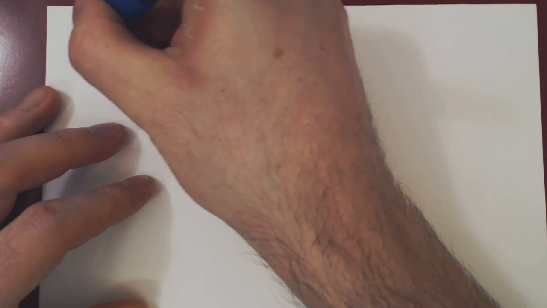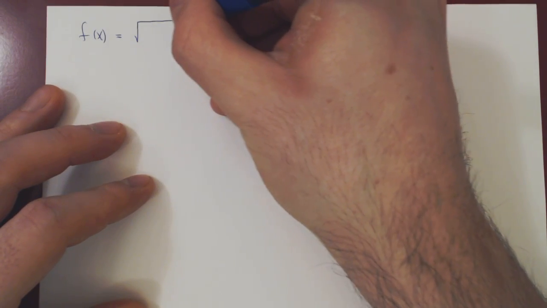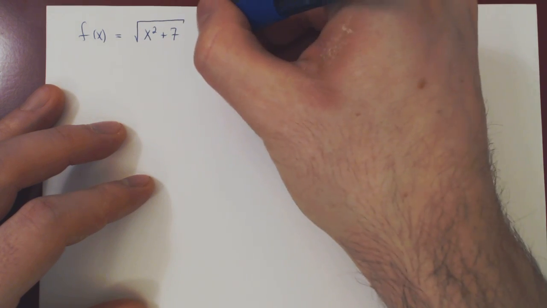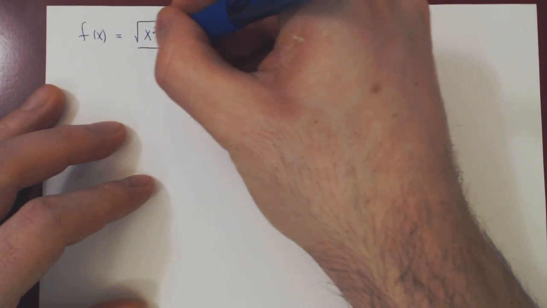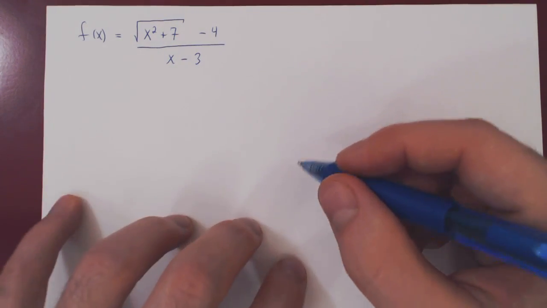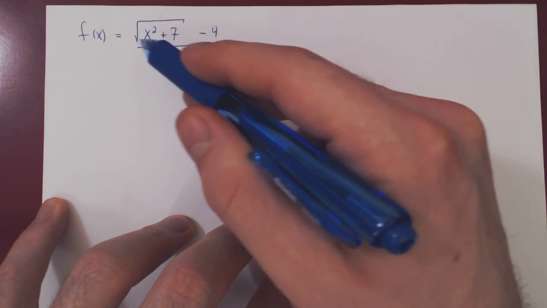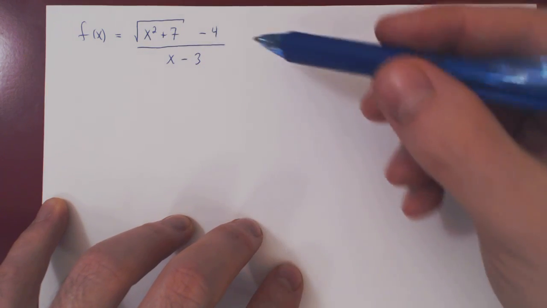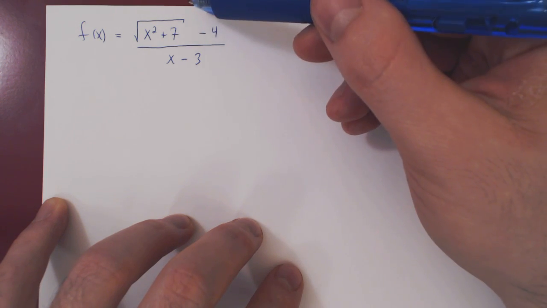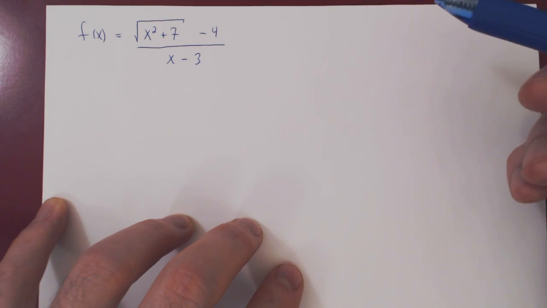Here's the function: f of x equals the root of x squared plus 7, minus 4, over x minus 3. Now this is a power function over a polynomial. This is one of our familiar functions, and so it is continuous everywhere in its domain.